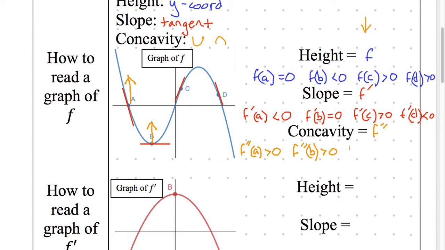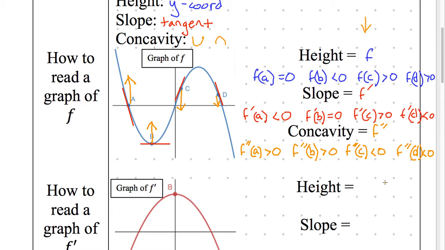Okay. Ben, concavity at C. Less than 0. It is less than 0 because this is now concave down. And finally, the concavity at D. Also negative, because it's concave down. Less than 0. Perfect. All right, so height, slope, and concavity mean different things depending on what you're talking about.